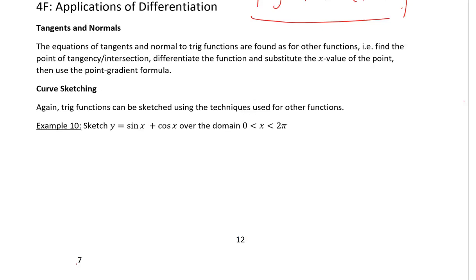We are looking at applications of differentiation today. We looked at differentiating the derivative of trig functions in our last video, and now we are going to look at applications of these. These are things like tangents, normals and curve sketching.